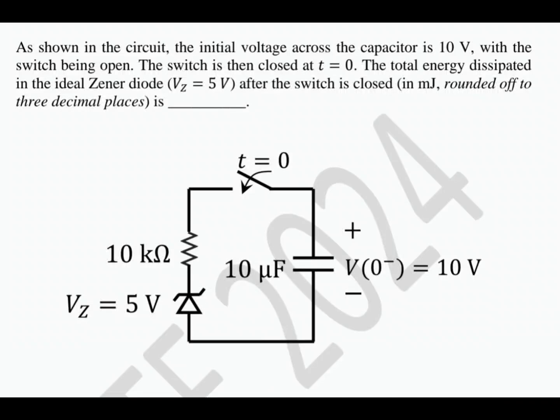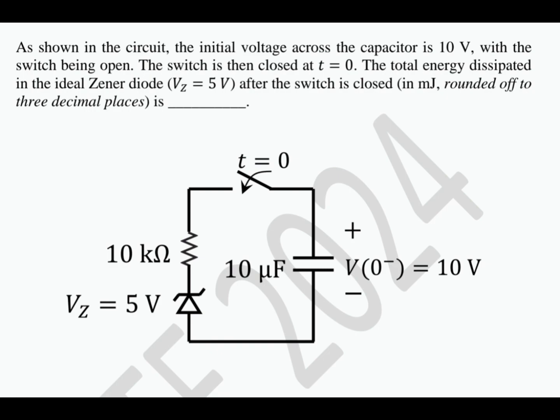Hello everyone. Today we are going to discuss another GATE 2024 question where you can see this is a circuit where there is a capacitor, there is a resistor and there is a Zener diode. But it has been said that the initial voltage across the capacitor is 10 volt and the switch is opened.